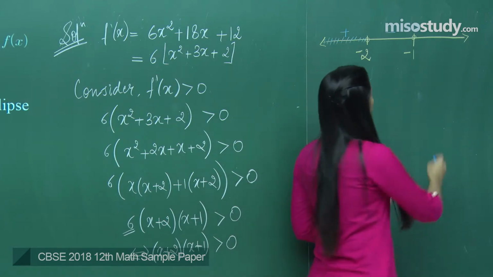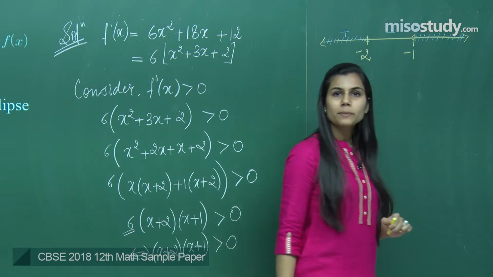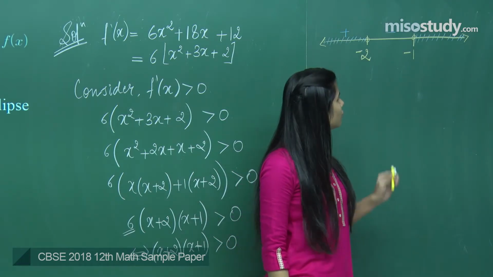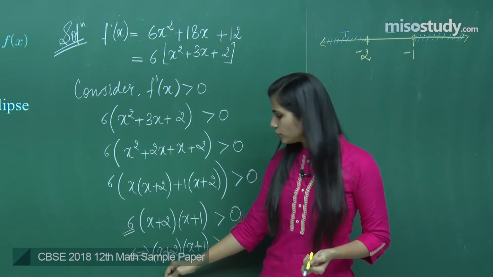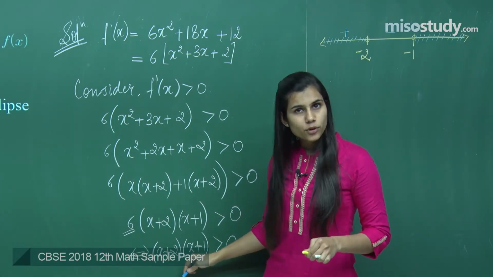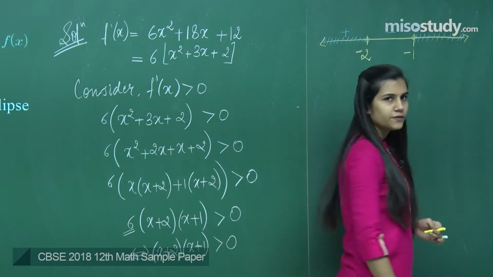Now if I talk about this region, beyond minus 1 pick up any value of number, you have 0, suppose pick up 0. 0 you plug in over here, you get a positive output. 0 you plug in over here, you again get a positive output. Positive into positive is going to give you positive.